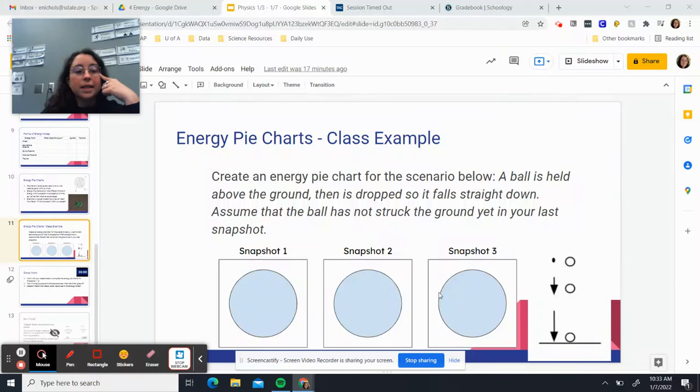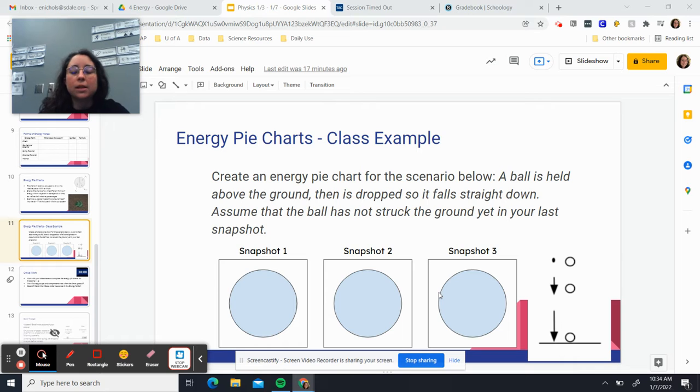Good morning. I want to show an example of how to do an energy pie chart. So let's read our scenario first. A ball is held above the ground and then is dropped so it falls straight down. Assume that the ball has not struck the ground yet in your last snapshot.